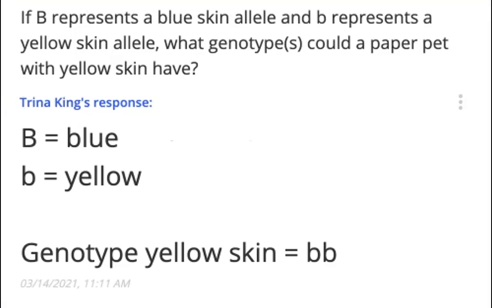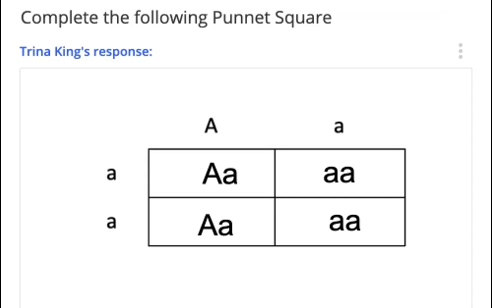The genotype to have yellow skin is 2 lowercase b's. If I have an uppercase B, it's going to be blue. 7, uppercase letters are dominant. Number 8, lowercase letters are recessive. Some of you still haven't fixed your answers. Make sure you do that. Number 9, I'm going to have a capital A on the left 2 boxes and 2 lowercase a's on the right 2 boxes.